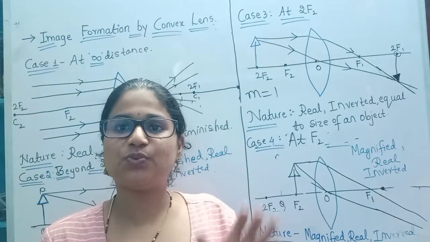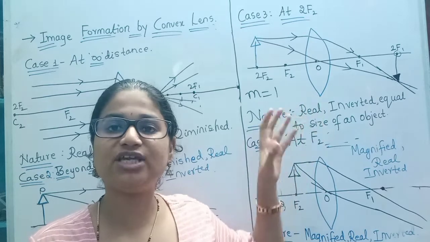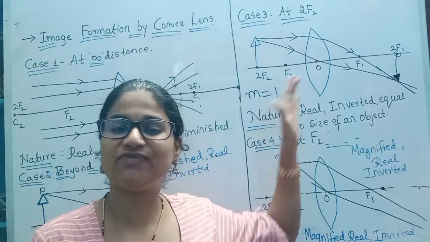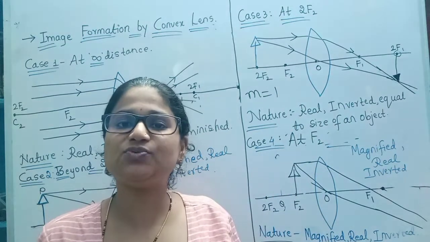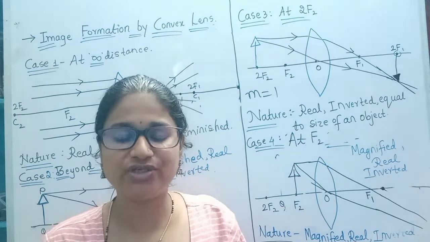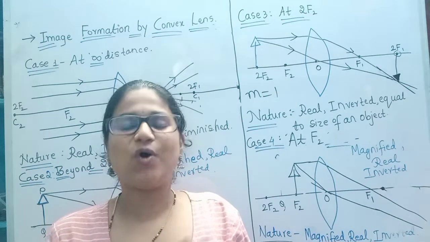In today's class, we learned about the cases of the convex lens, how the images are formed in the convex lens when the position of the object is changed. In the next class, we will learn a few more cases and we will also learn the image formation by the concave lens. Until then, learn science, observe science.